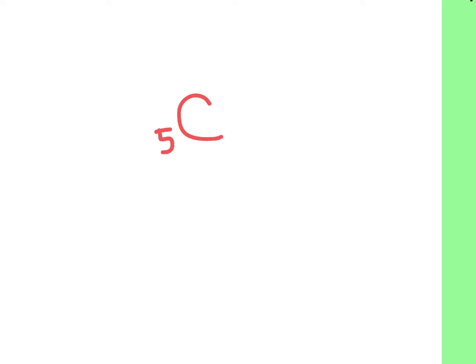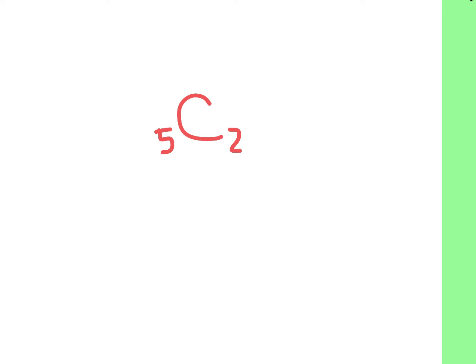If I said 5C2, it means there's 5 of you, and I choose to take out 2. Okay, so let's say there's a basketball team. That'd be 5 people, and you choose to take out 2 of your players. You're going to take them out of the game to give them a rest.